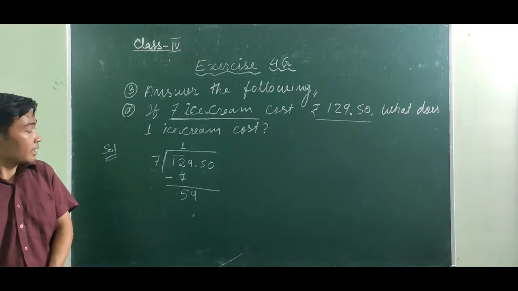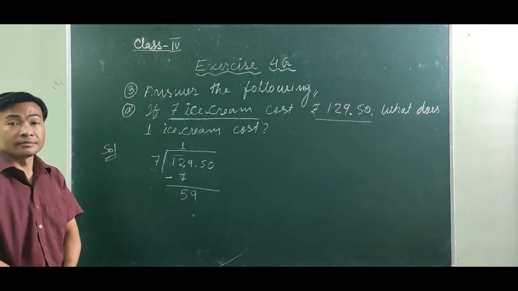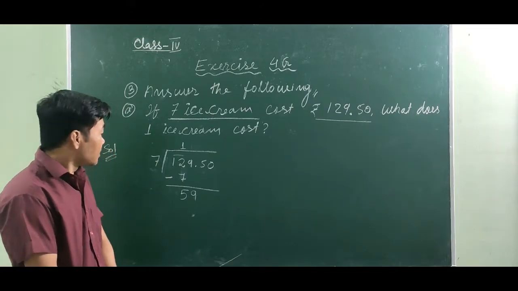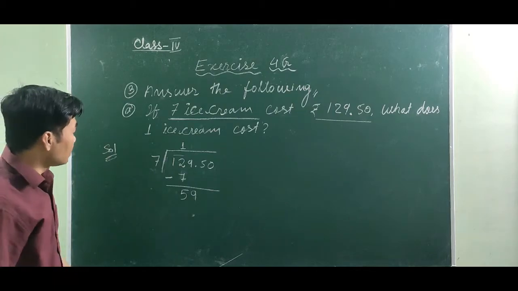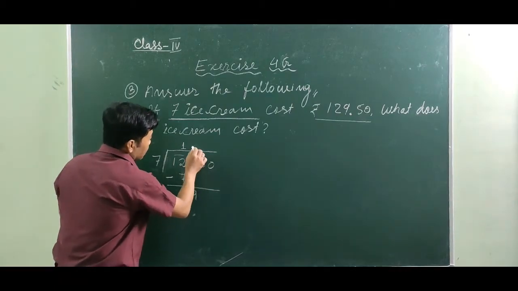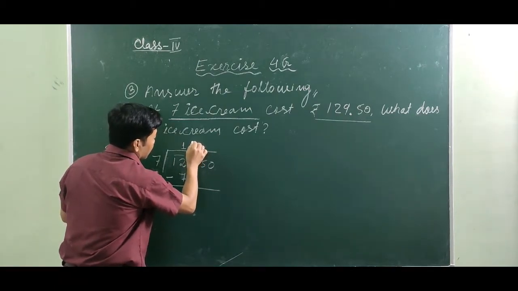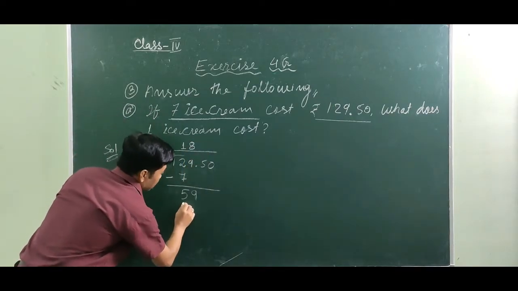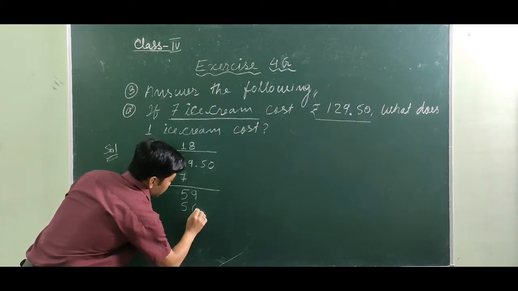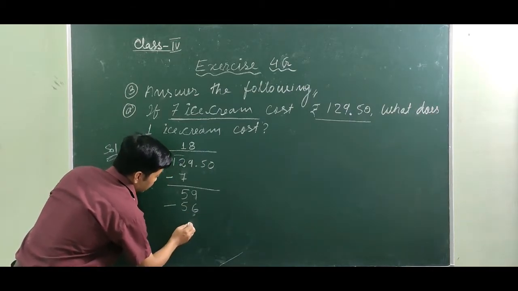56. And 7 times 9 is how much? 63. So it's greater, we cannot take. So we have to take the smaller one, 7 times 8. You have to write here 56. Then subtract it.